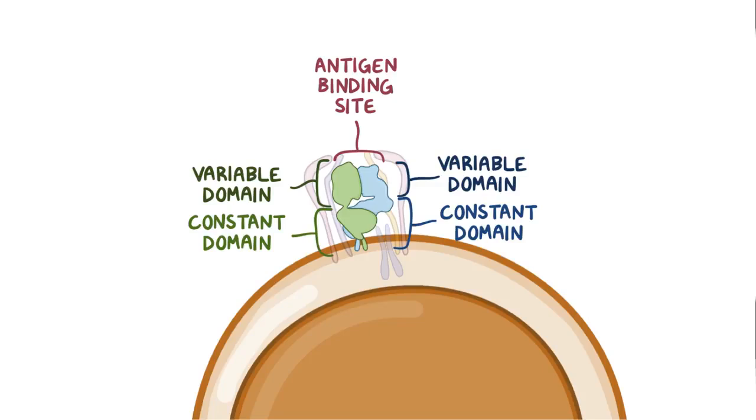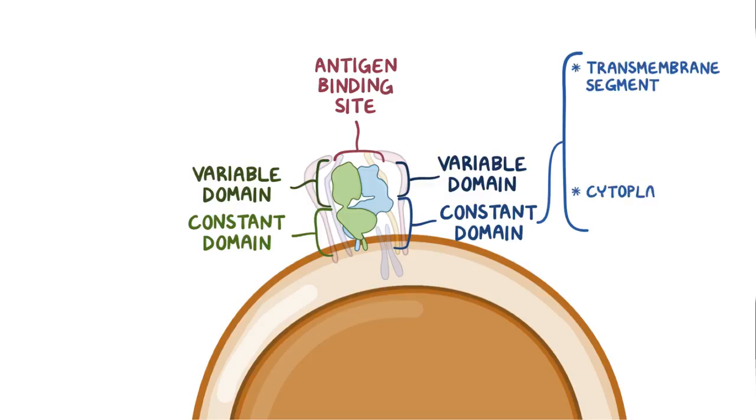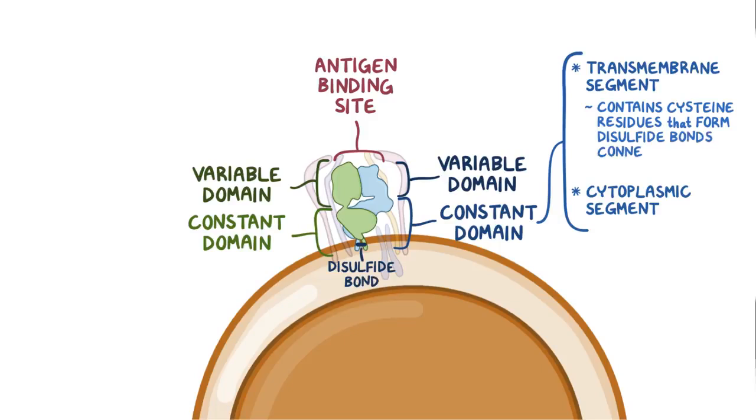The variable regions of the alpha and beta chains of the CD3 complex of the T cell receptor bind the antigen, and the remainder of the CD3 complex binds to the MHC molecule. Whether it binds to MHC1 or MHC2 depends on if the T cell expresses CD4 or CD8. The constant domain has a short transmembrane segment and a short cytoplasmic segment. The transmembrane segment contains cysteine residues which allow 2 adjacent chains to form a disulfide bond, connecting the chains to one another.